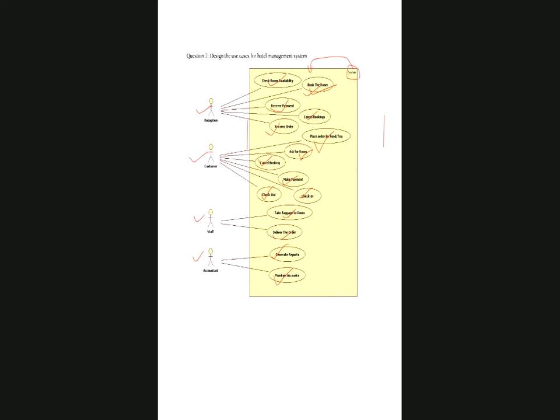If I am using any other relationship, I will show it here. You see in the diagram I have not used anything, right? So these are all simple relationships. Good question. So now let's go to the next problem.